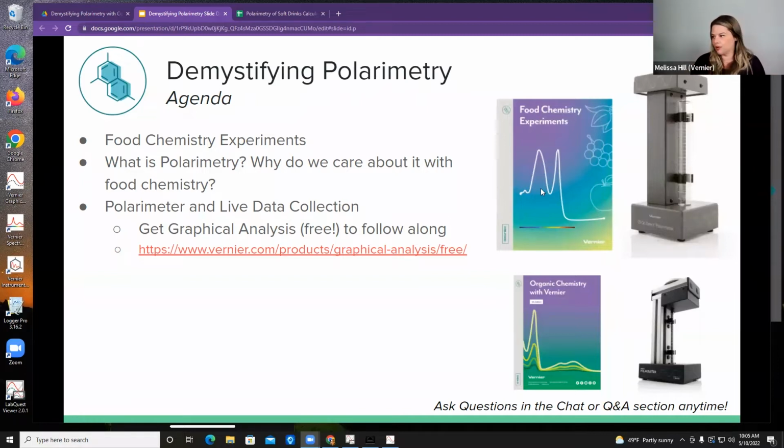So we're going to do live data collection with our polarimeters today. And if you want to follow along and have the data appear on your screen at the exact same time, make sure you have Graphical Analysis, the free version, downloaded onto a device. If you haven't already, go to our website, get the free version, and then you'll be all set by the time we get to that part of the talk.